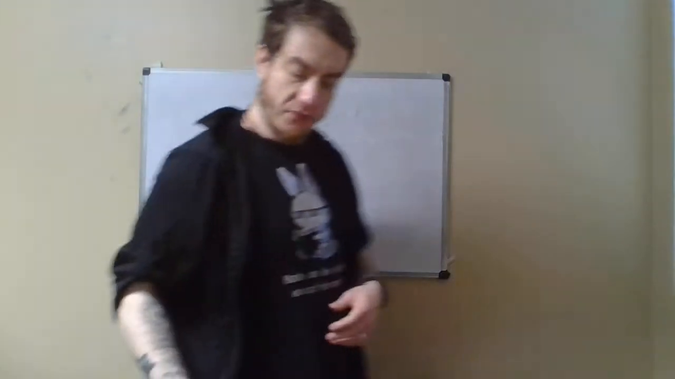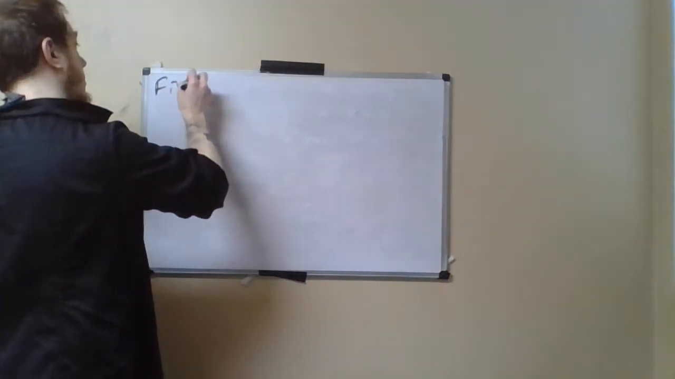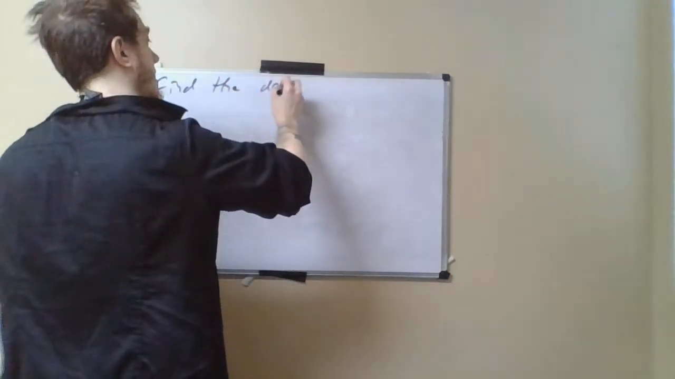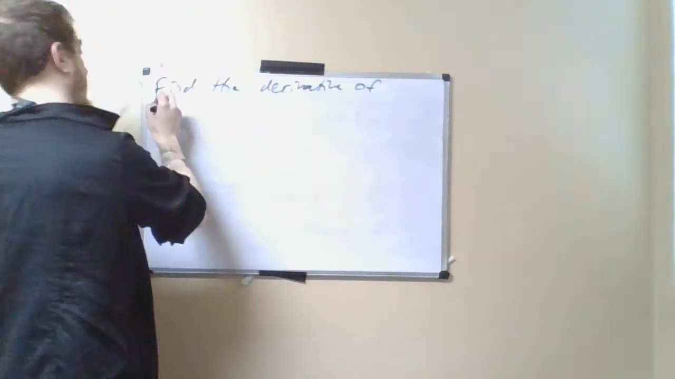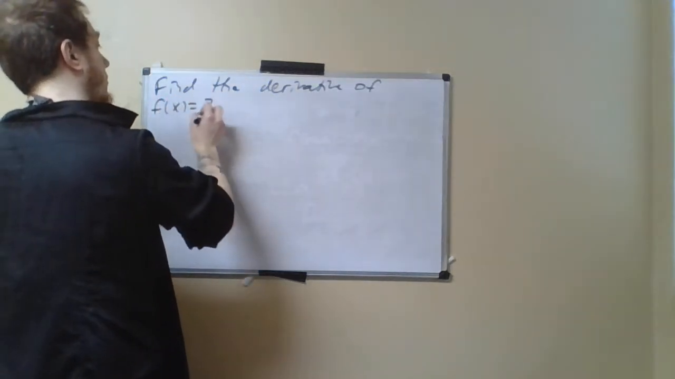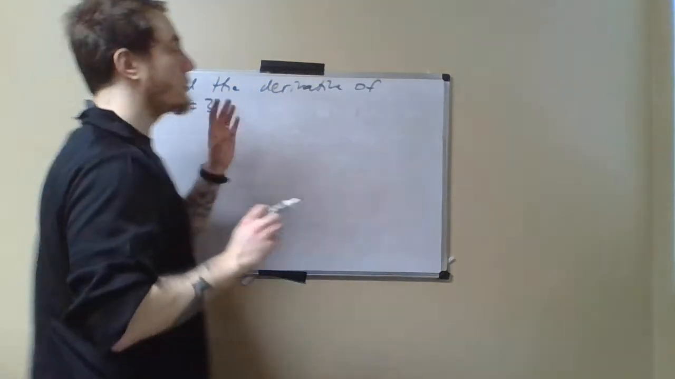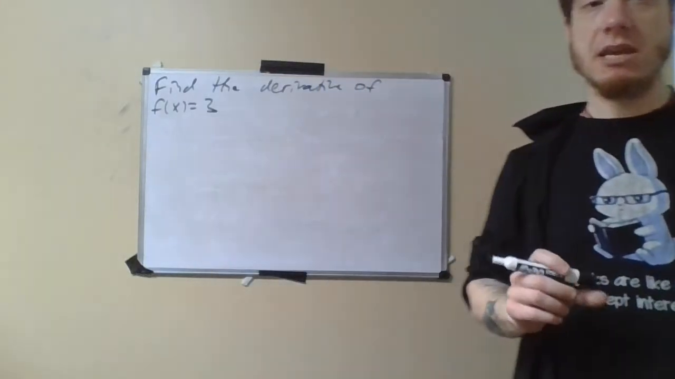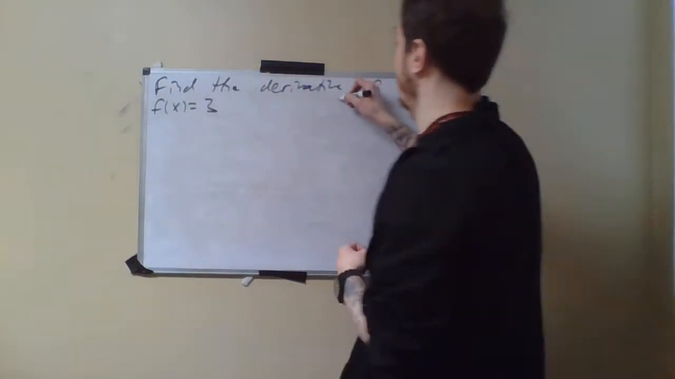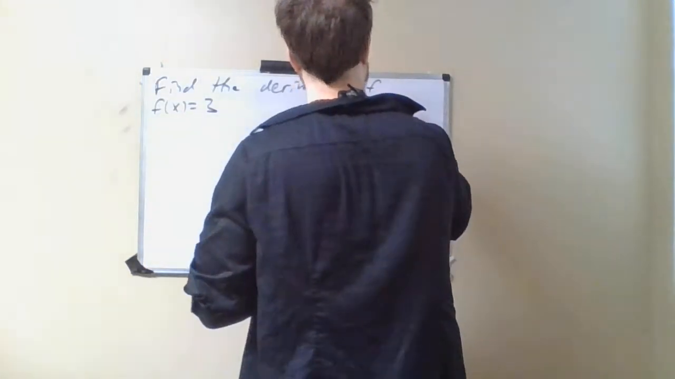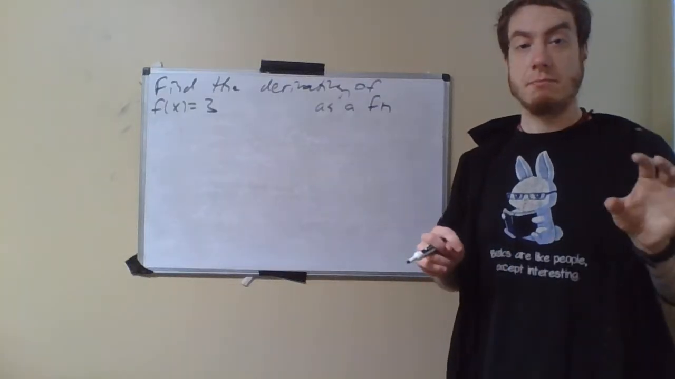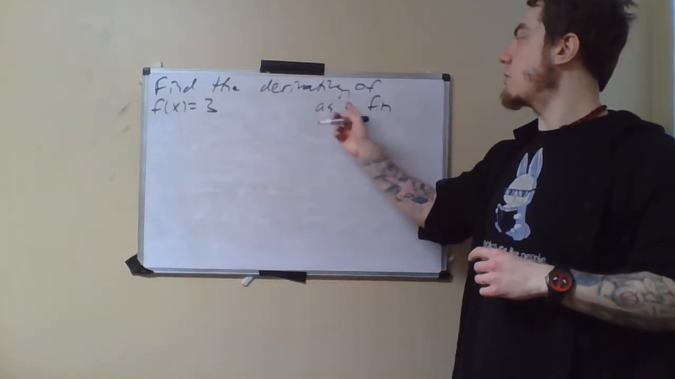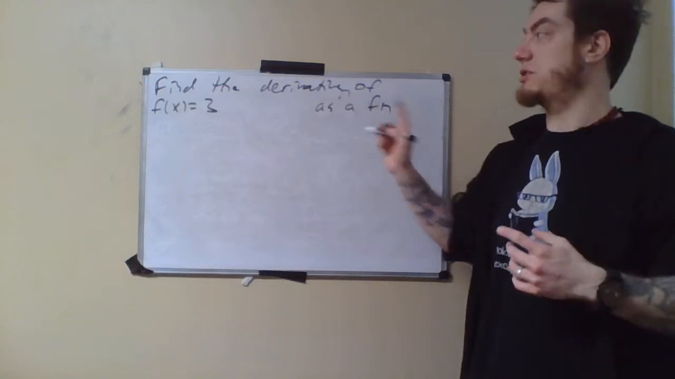So, for example, if we wanted to find the derivative of f of x equals 3, and when we say find the derivative, we mean find the derivative as a function. So if somebody just says that they want you to find the derivative and they don't say at some particular point, what they want is the function that gives you this derivative.